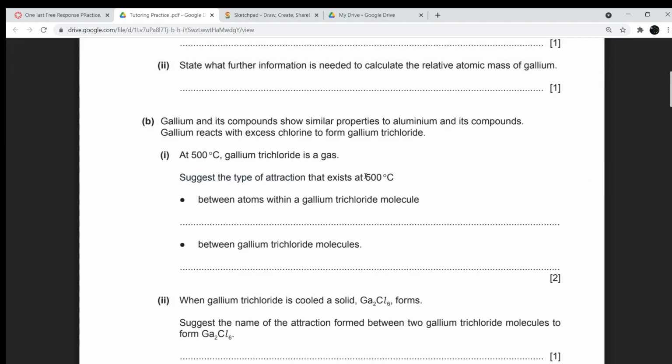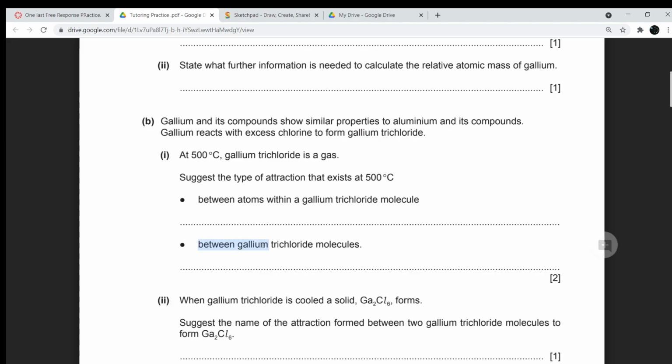Suggest the type of attraction that exists at 500 degrees C between the atoms of a gallium trichloride molecule. It looks like it's pretty hot. So gallium trichloride, gallium's a metalloid. And I know from before that aluminum, when it was bonded with chlorine, we said that was a covalent bond. So therefore, for this first question for B, I'm also going to write covalent bonds.